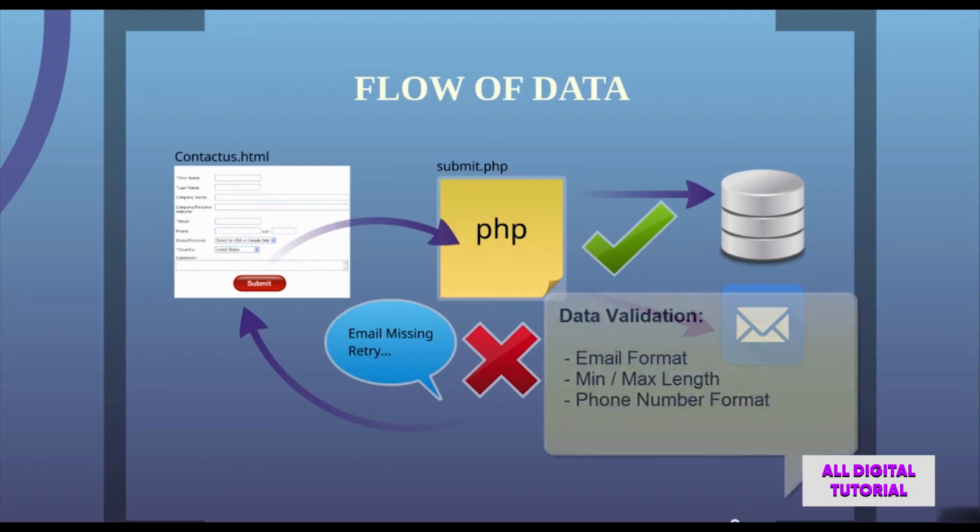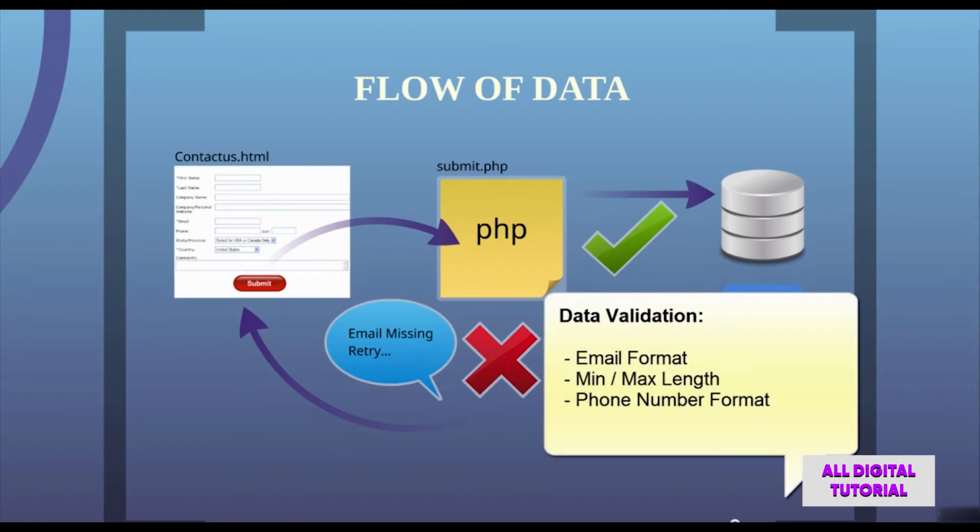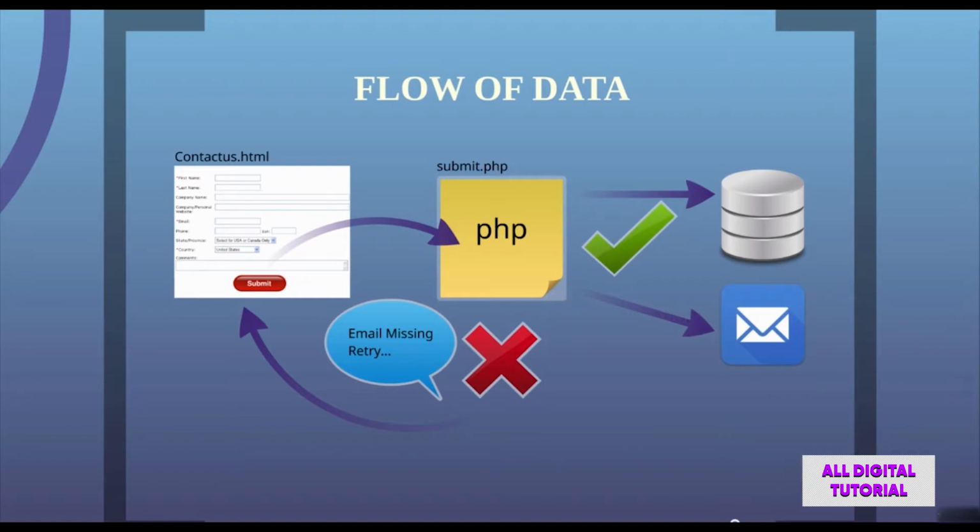Examples of data validation types include checking email address formats, checking the length of data typed into a field, for example, a minimum amount of characters or a maximum amount of characters must be met in order for form submission, or perhaps checking the format of a phone number. This is not an exhaustive list, and there are many different ways data can be validated.